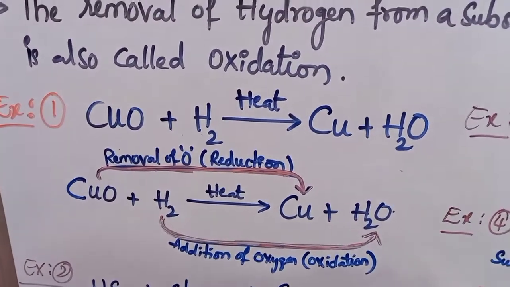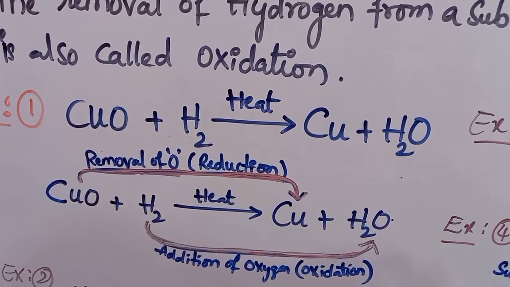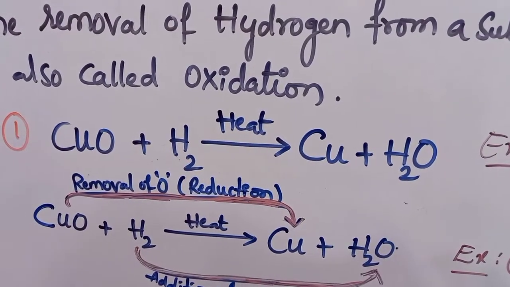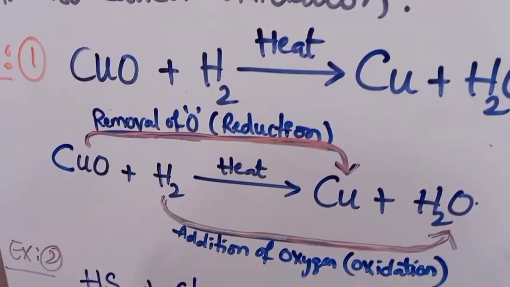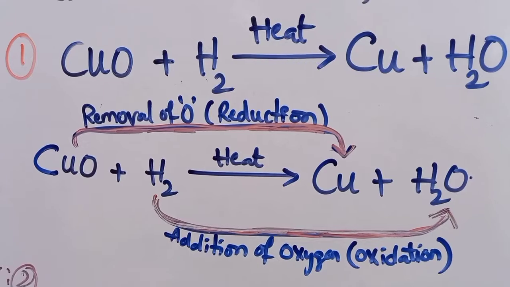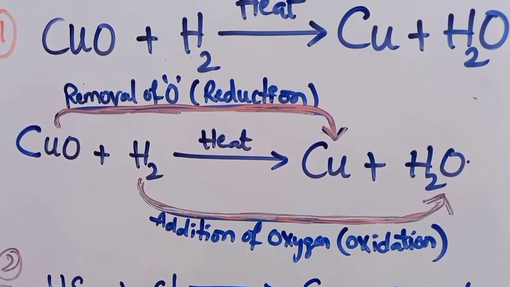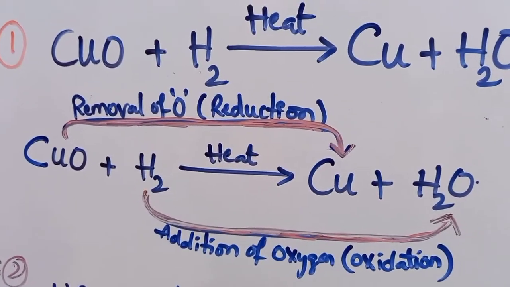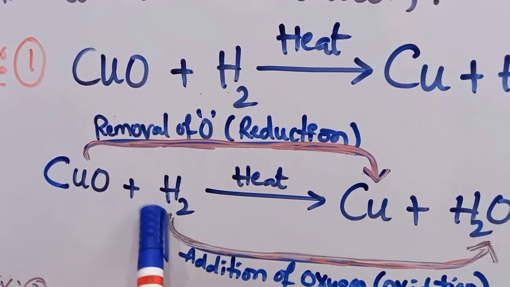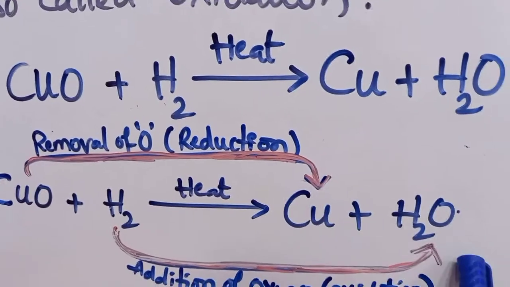See example number 1. Here I have written one equation, a reaction between copper oxide and hydrogen in presence of heat. So when copper oxide reacts with hydrogen, it forms copper and water. In this reaction, what is going to happen? If you see clearly downside, I have mentioned which is undergoing reduction and which is undergoing oxidation. See, CuO plus H2 gives rise to Cu plus H2O. In this equation, on the reactant side we have two substances, CuO and H2. Both substances are there, and they are converted into Cu and H2O.